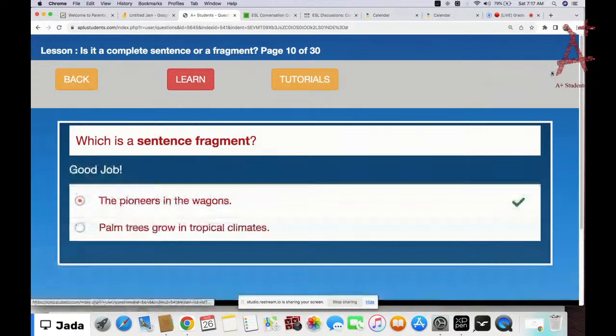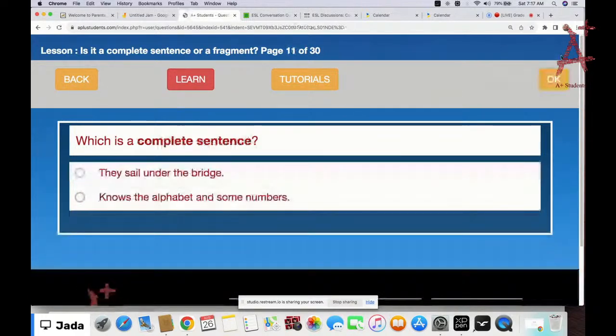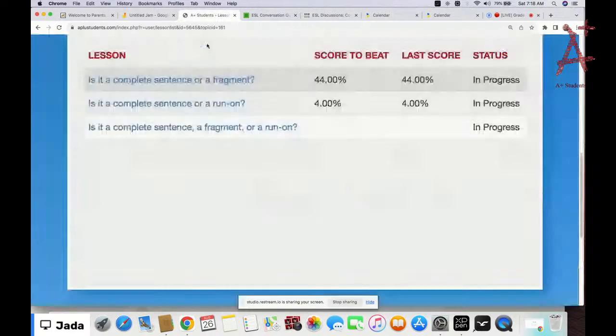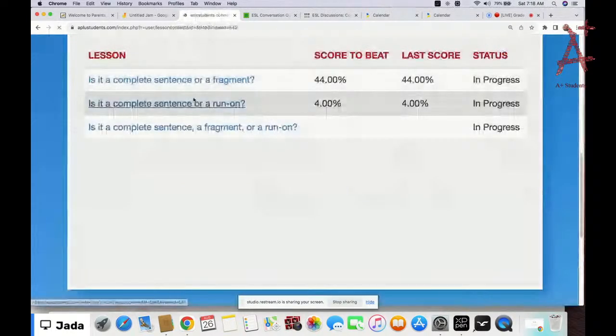So that's everything for complete sentence or fragments. I hope that you understand what it is and what we just finished doing right now. I hope that you understand the lesson. So we'll move on to the next lesson, which is complete sentence or run-on.